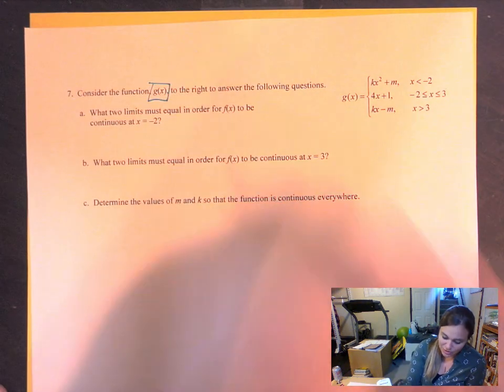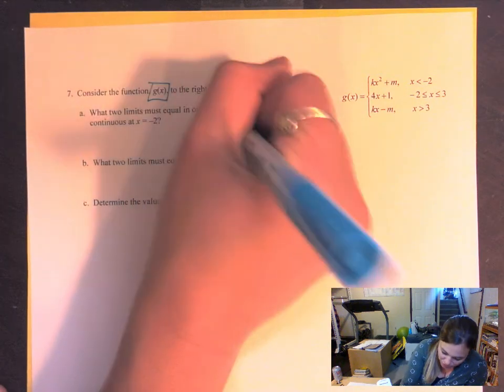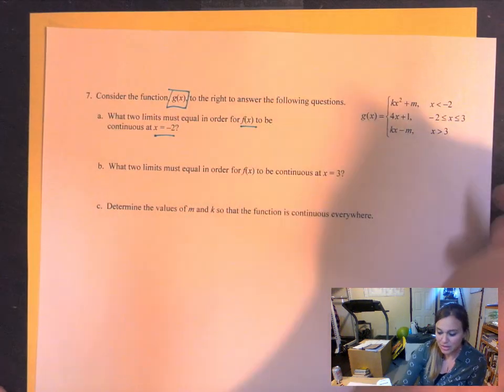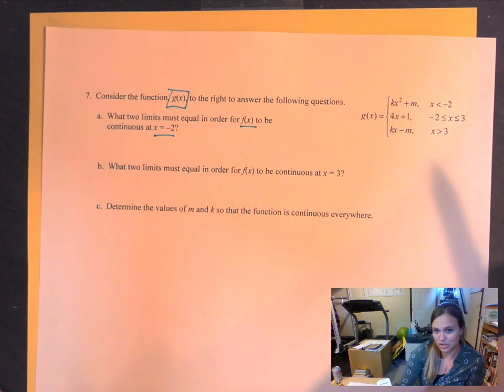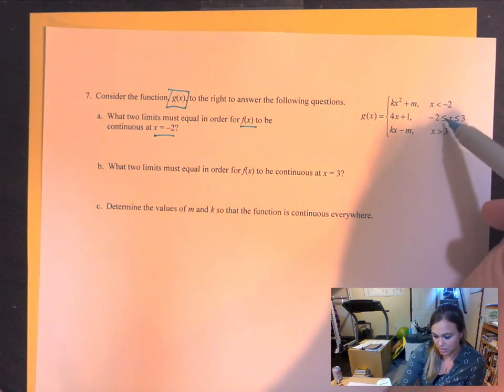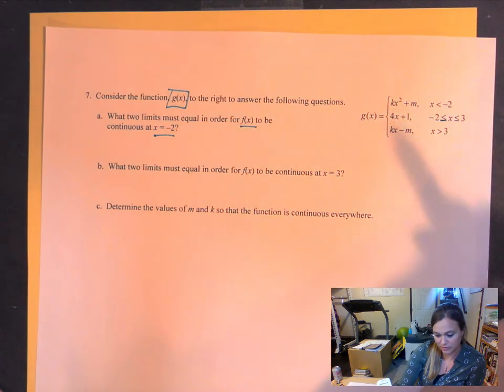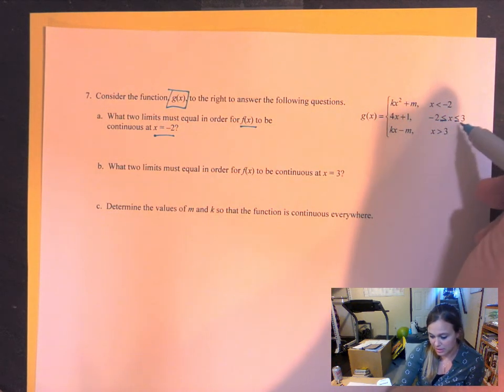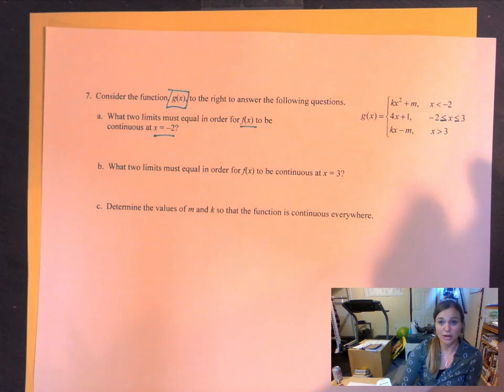Okay, g of x is to the right. What two limits must be equal in order for f of x to be continuous at x equals negative 2? Well, same deal as before. First I want to check, is the function defined at x equals negative 2? It is because of this line, the less than or equal to, and also at 3. It is because of the less than or equal to at 3.